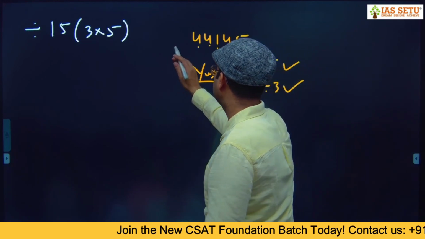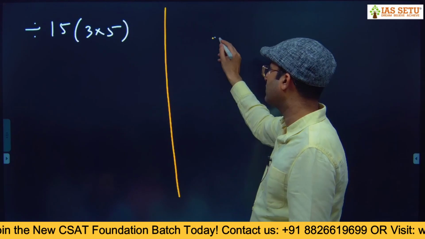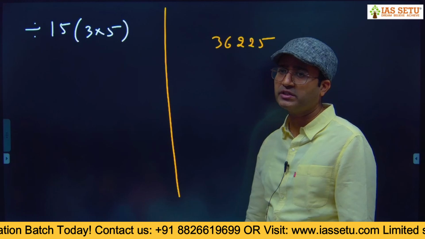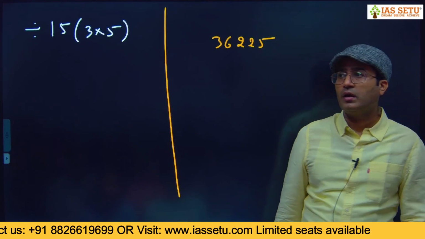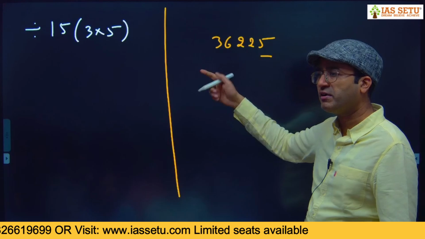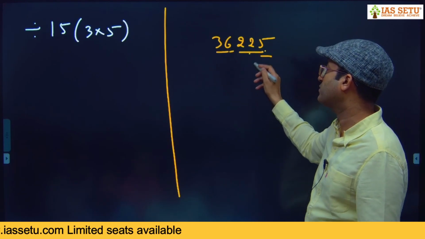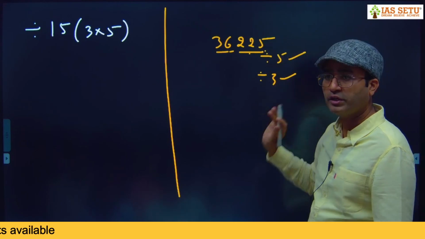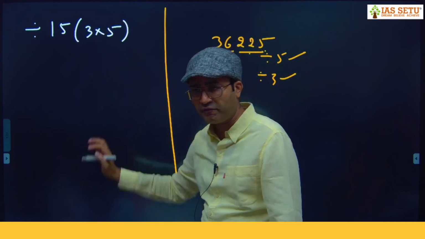Now next, like 36,225. Check if this given number is divisible by 15, yes or no. It is divisible by 5. First you check 5 because it is very fast. 3, 6 ignore. 4 plus 5, 9. It is divisible by 3. It is divisible by 5. So here this given number is divisible by both numbers. That's why it is divisible by 15.